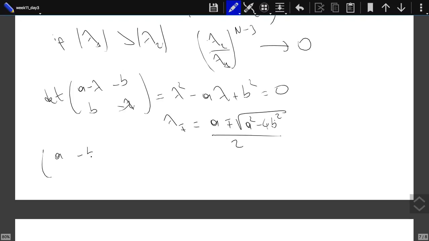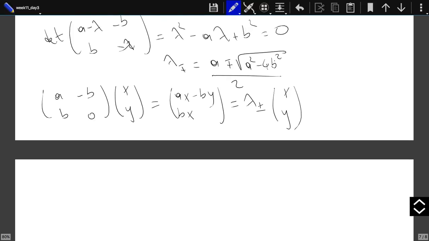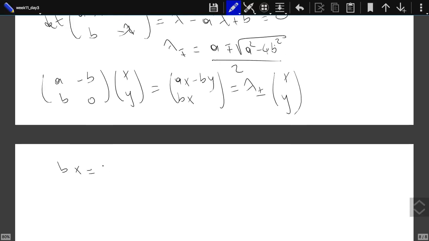And A minus B, B0. Let's say the eigenvector is (x, y). This is equal to (ax minus by, bx). This should be equal to lambda plus-minus times (x, y). So bx should be equal to y times lambda plus-minus. So we can just choose our eigenvectors to be, if y is b, x is lambda plus or minus. So these are our eigenvectors.